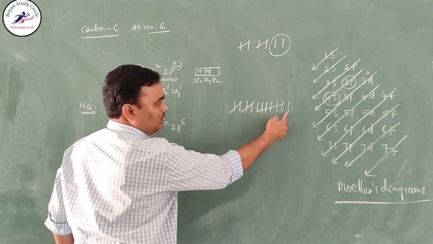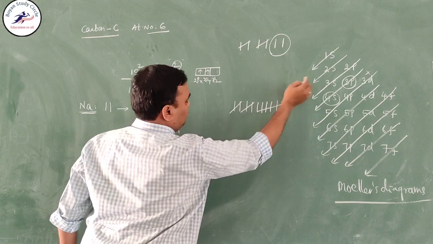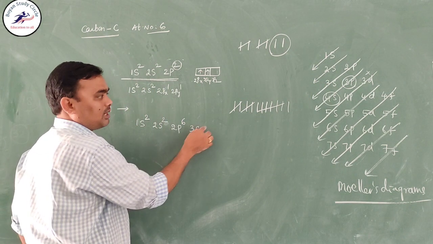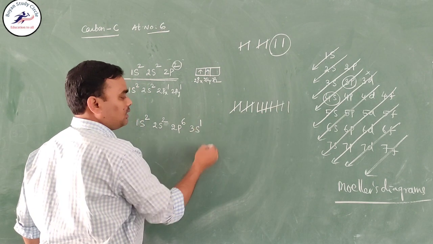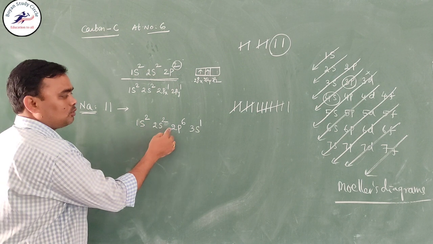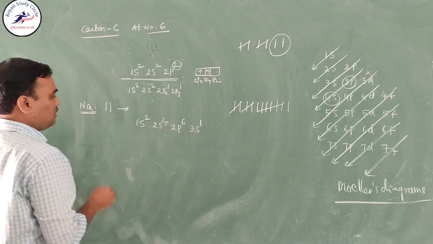Then how many electrons are left? Already 10 are filled, so 1 is left. The next orbital is 3s. In 3s a maximum of 2 can be filled, but available is only 1. That is why 3s1. So 1s2, 2s2, 2p6, 3s1. In this way you can write the electronic configuration.